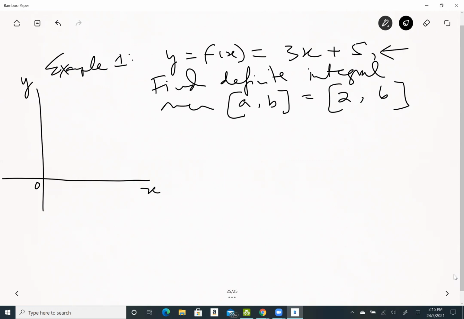How does the curve look like? Is it going up? Is it going down? It's not horizontal. How is it going? Going up. Why going up?